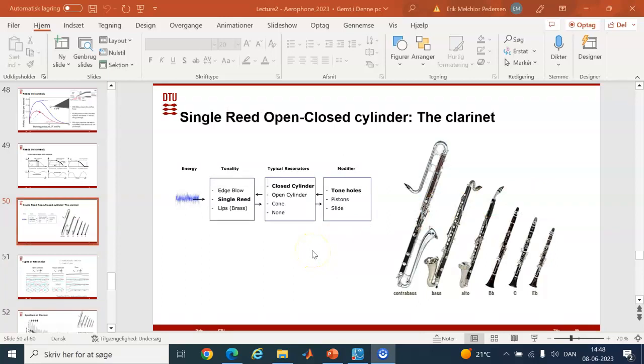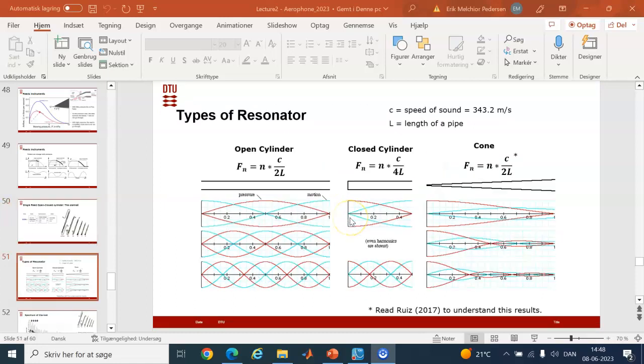Single reed, open closed cylinder. Clarinet, single reed, closed cylinder, tone holes, and again the type of resonator. Open cylinder: Fn is N times C divided by 2L. L is effective length, C is the speed of sound, L is the length of the pipe, and I add the acoustic length of the pipe.